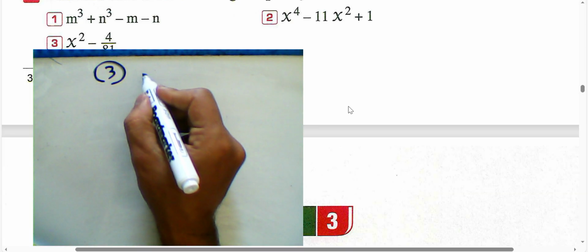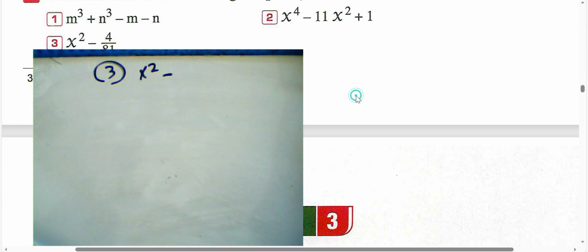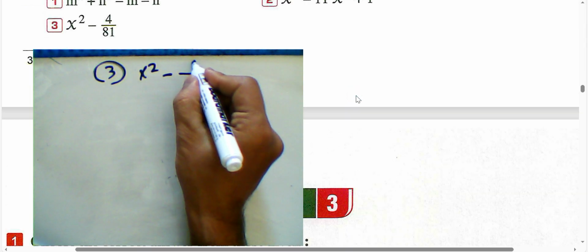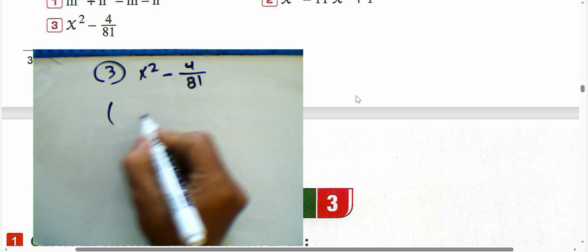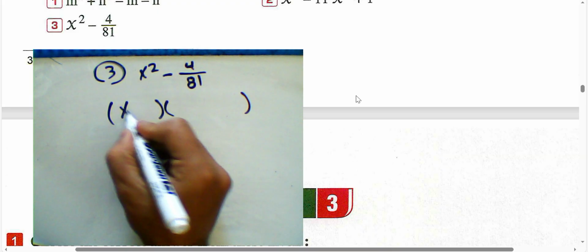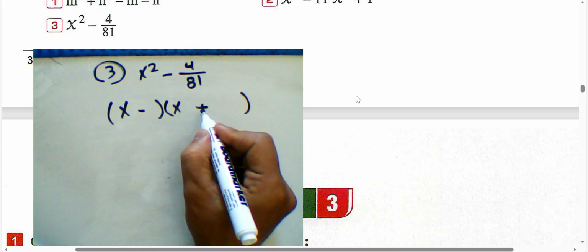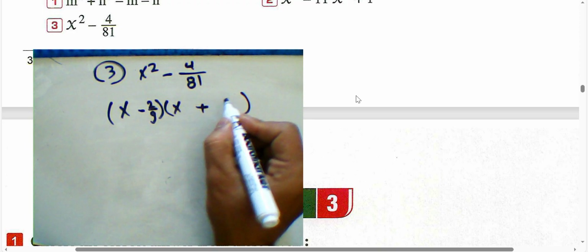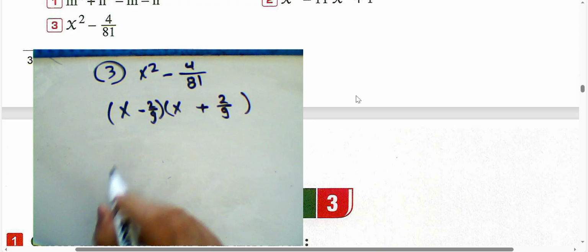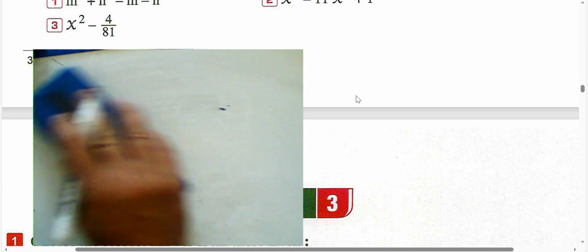Number 3: x power 2 minus 4 over 81. You can write brackets like this: x power 2 equals x times x, write negative and positive, the square root of the first, 2 over 9, and here 2 over 9. Right, negative and positive, okay? It's the last question about this exam.